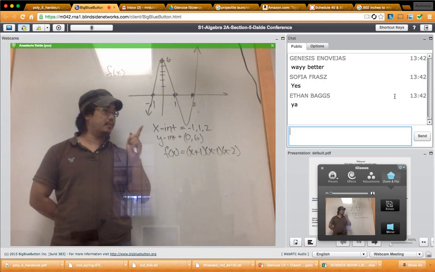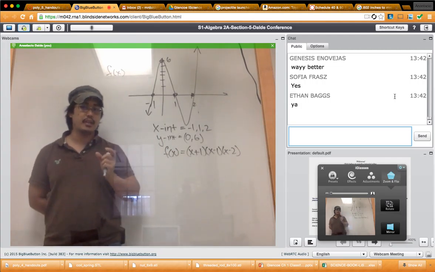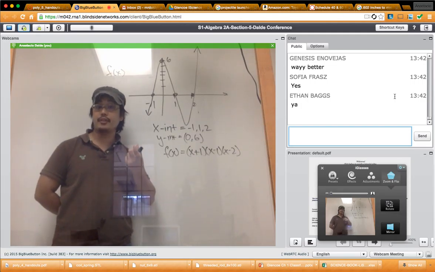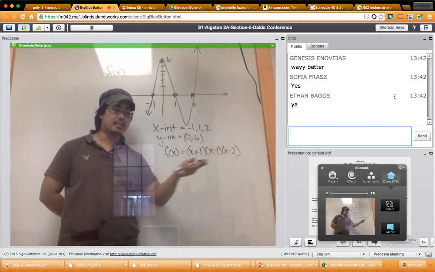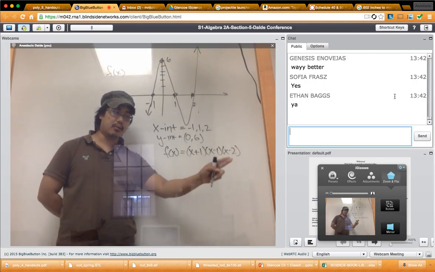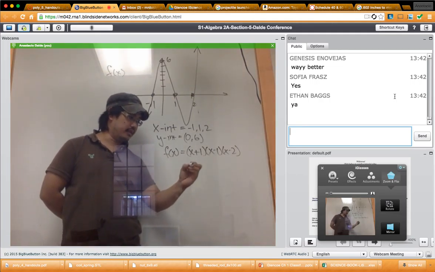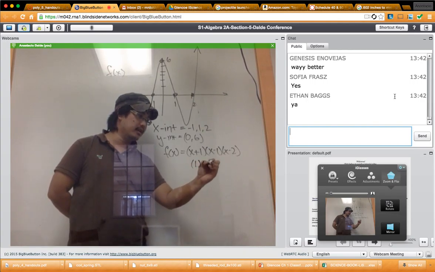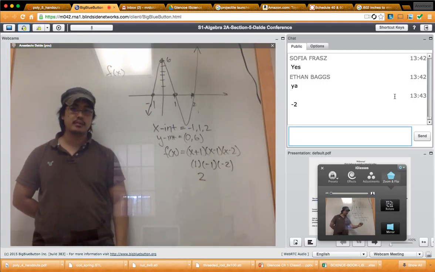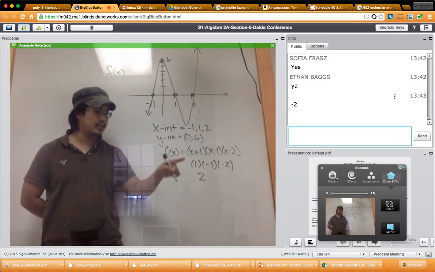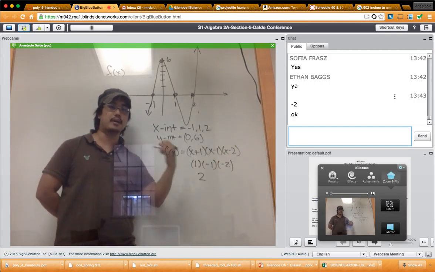All right, here's what I'm suggesting. This is the correct form, but there might be something that's a little bit funky, and I think Sophia figured it out. But before Sophia figures it out, let's figure out what is the y-intercept of this equation. For the y-intercept, you plug in x equals 0, so really you have 1 times negative 1 times negative 2, which gives you positive 2. Negative 1 times negative 2 is positive 2.